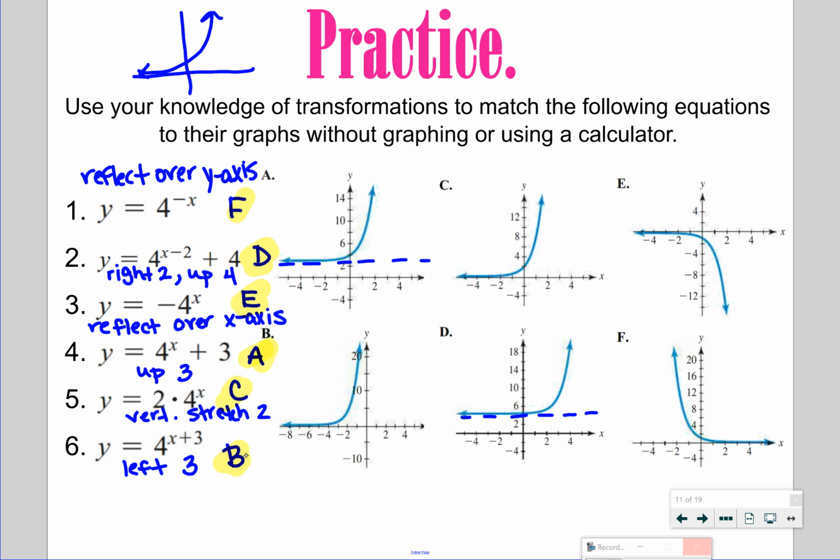And if any of these you weren't sure about, you've always got that graphing calculator. You can put these equations in y equals, take a look at the graph and match them up that way as well.